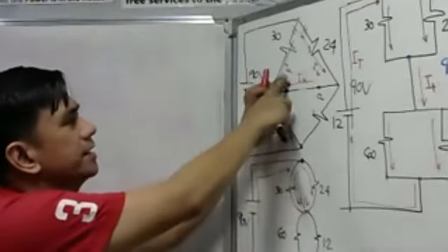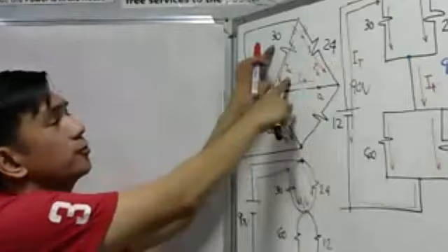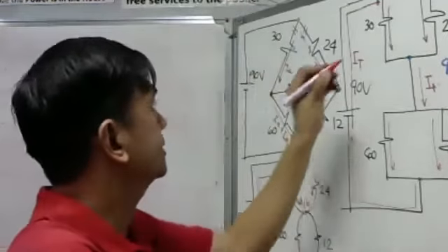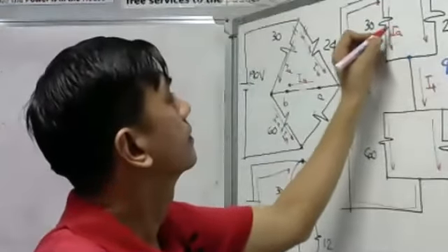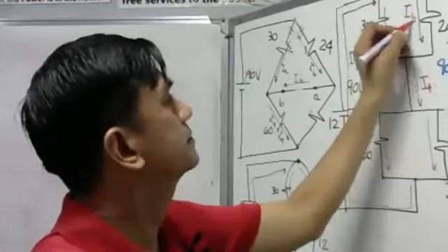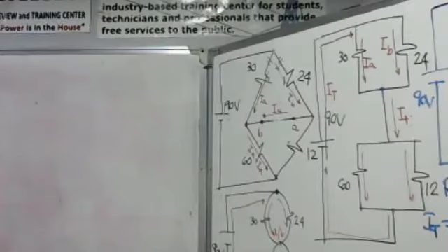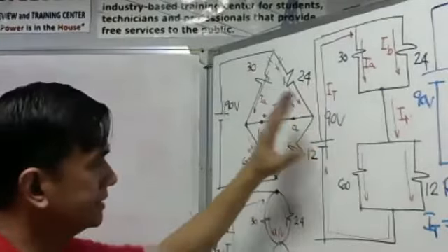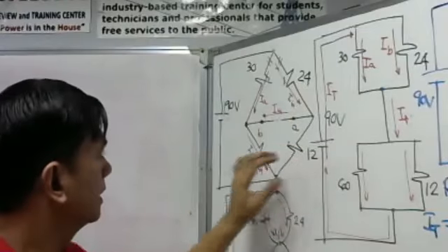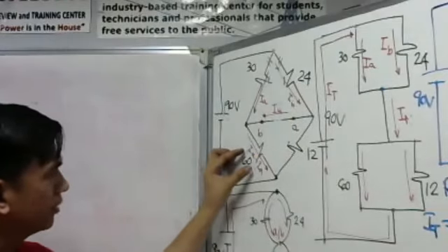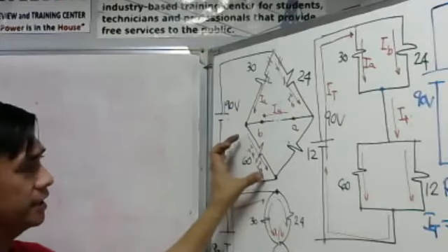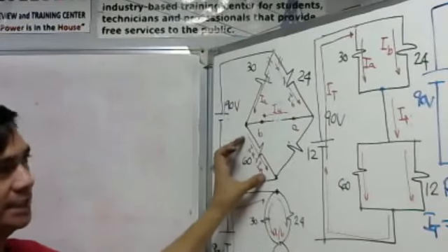Looking at our current here, IA is the current flowing through our 30 ohm resistor. And this is our I sub B. Take a look here, we have a current, the current flowing to our 60 ohm resistor. We use the Kirchhoff Current Law here. What is the current to the 60 ohm resistor?